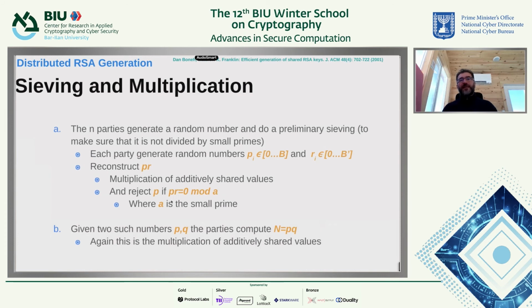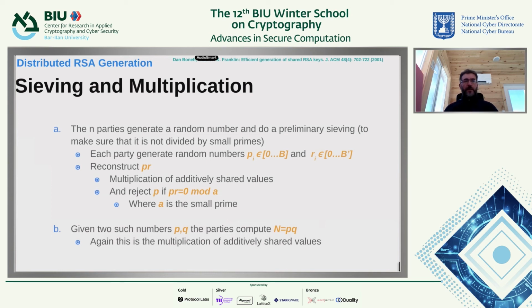Then the next step is that you want to sieve, right? So for every small prime a that you want to sieve, you reject p if pr is equal to 0 modulo a. Why? Because if pr is equal to 0 modulo a, that means that a must divide pr. And if r is pretty large, then the chances that a divides r are probably not that large, and so it must be that a divides p, right? Again, this is probabilistic, so you may reject a good p, but most likely you're going to reject a p that is divisible by a. And you do this for a bunch of primes up to whatever bound you're interested in.